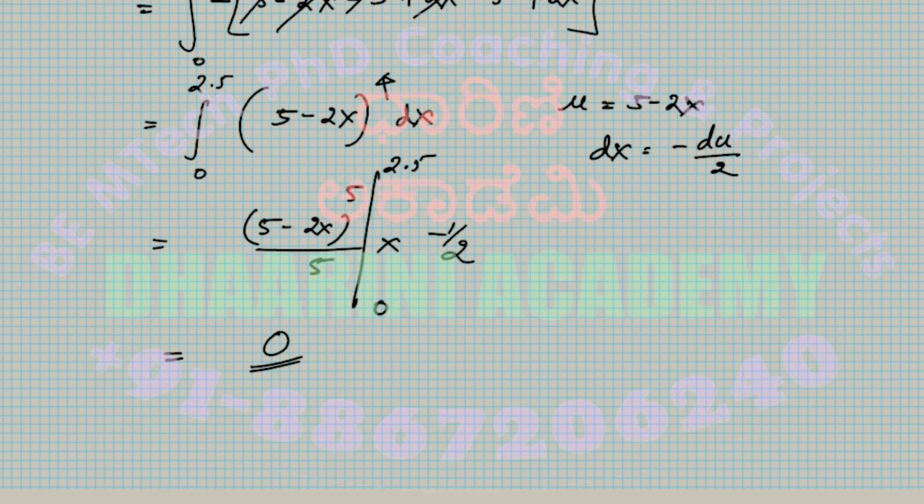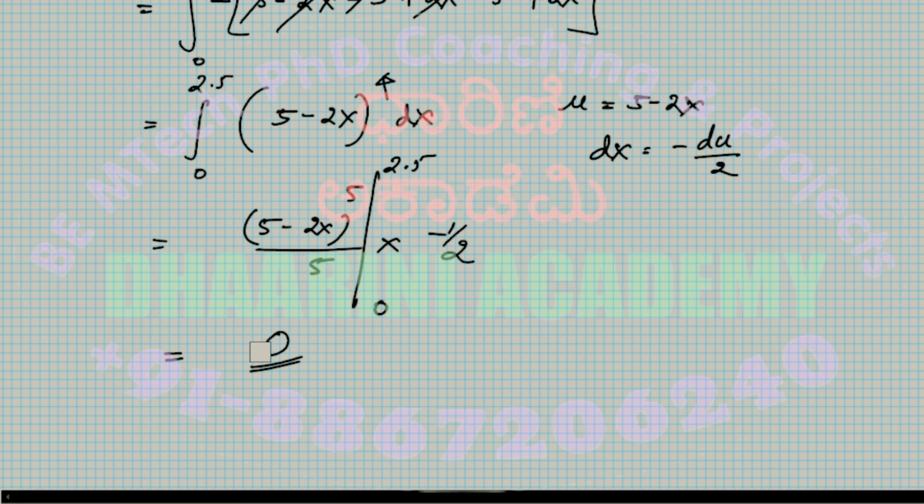Here we don't have any other option. You see, you substitute 2.5 and you put 0 over there. What happens? It's not 0. I have an answer. Sorry, it's not 0. When you put 2.5, yes, it becomes 0. But when you put 0, what happens? It's a 5.